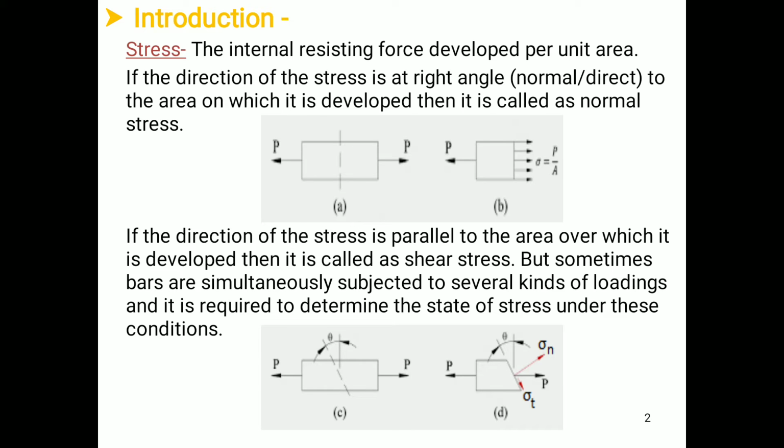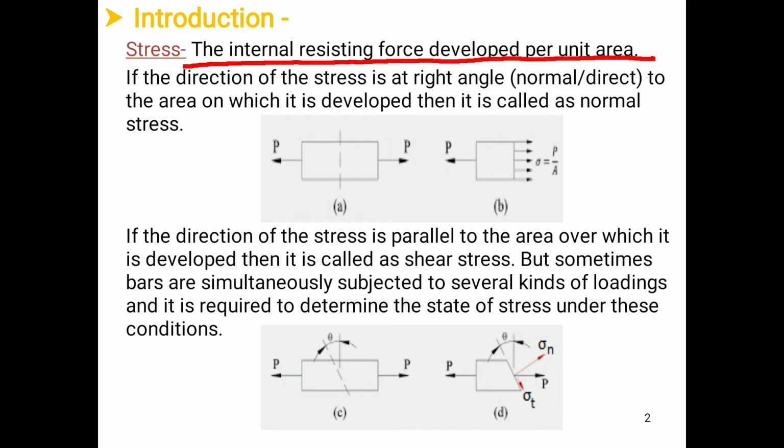In case of stress, we have come across the concept of normal stress and the shear stress. Stress is nothing but an internal resisting force developed per unit area. This is the simple definition of the stress which we have discussed in unit number 1. It is an internal resisting force developed per unit area and it is denoted by the letter sigma.